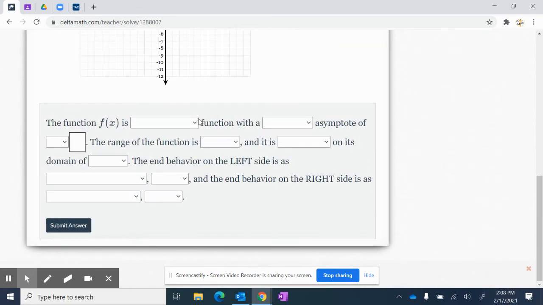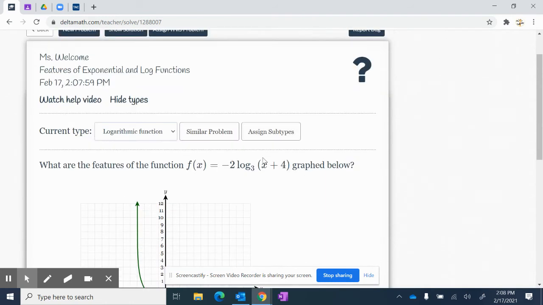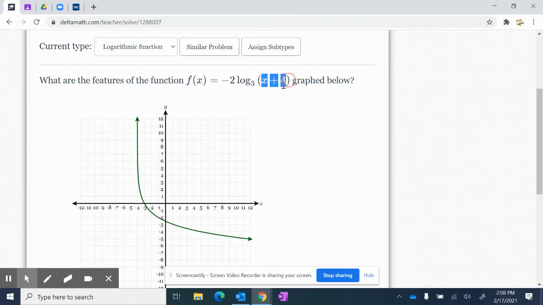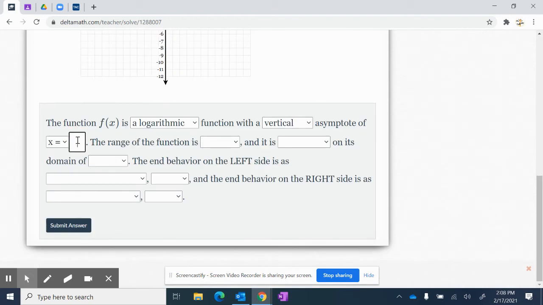So right away for these, I'm going to change the first couple. I know it's a log function, which means my asymptote is vertical, of x equals blank. To find that blank, you have to set the parentheses equal to 0 and solve for x. So if you set x plus 4 equal to 0 and you solve for x, you would get x equals -4. Okay, so -4 is our asymptote here.